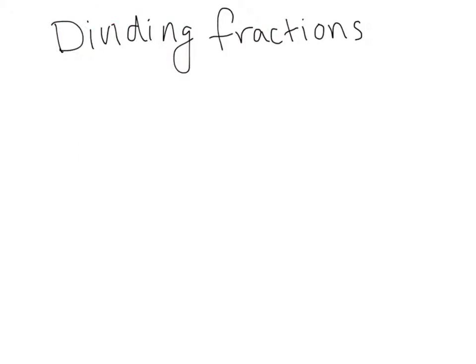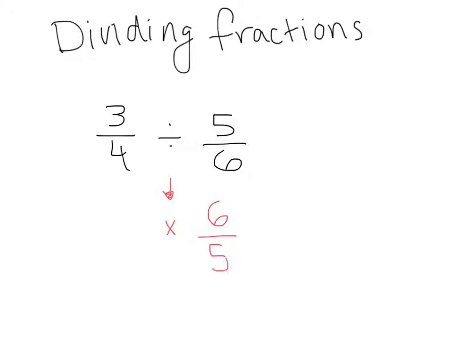Now let's talk about dividing fractions. If I were dividing 3/4, so 3/4 divided by 5/6, my first step is to rewrite it. Okay, I don't know how to divide fractions, so what I do is I multiply the reciprocal of the second fraction. And when I say reciprocal, that just means to flip that fraction. So I'm going to do 3/4 times the reciprocal of 5/6, which is 6/5.